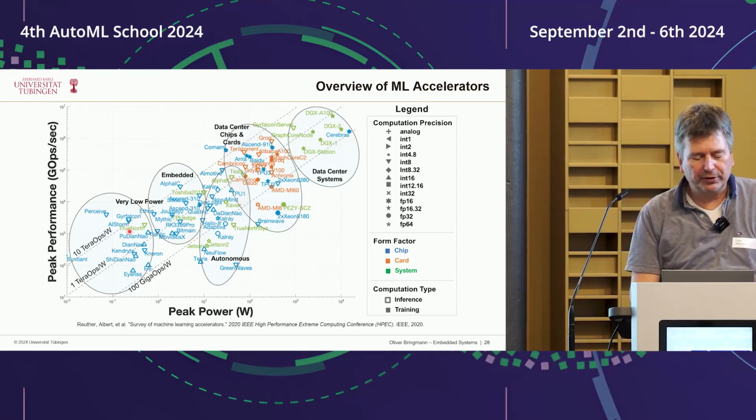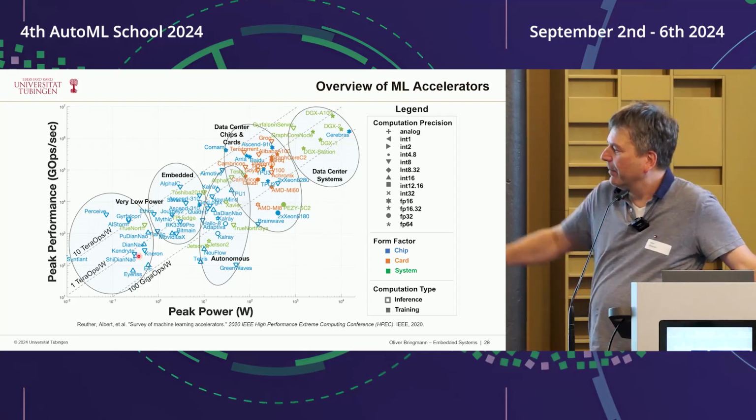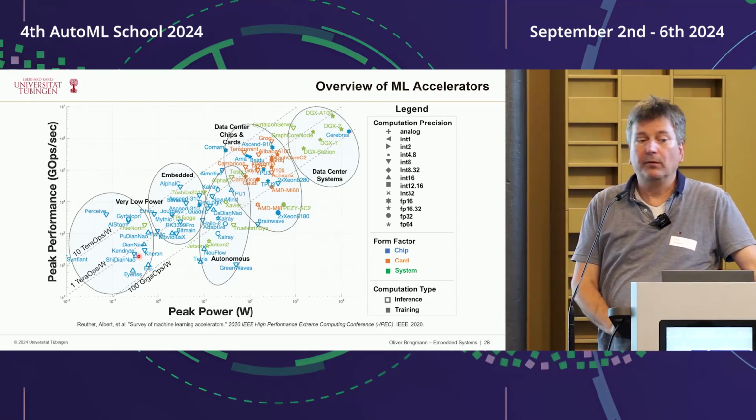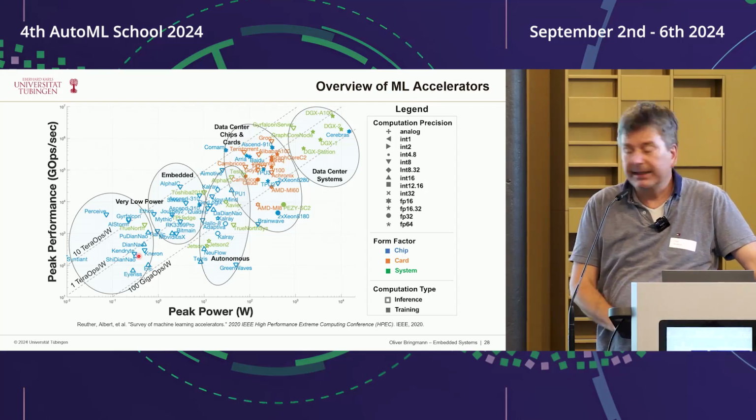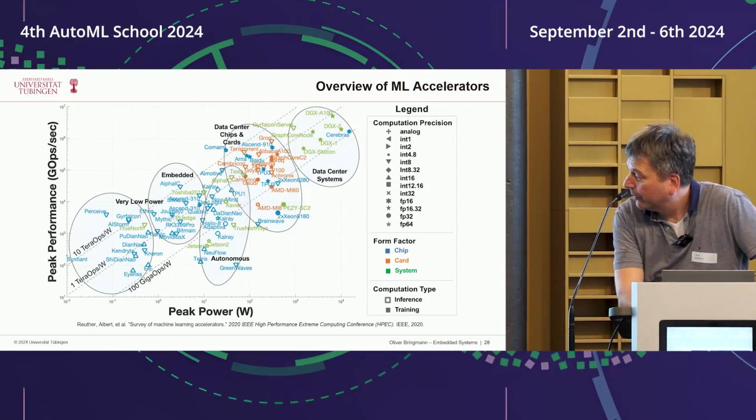We have a lot of academic architectures from MIT. The Eyeriss architecture is a very interesting architecture, and it is very power efficient here actually.